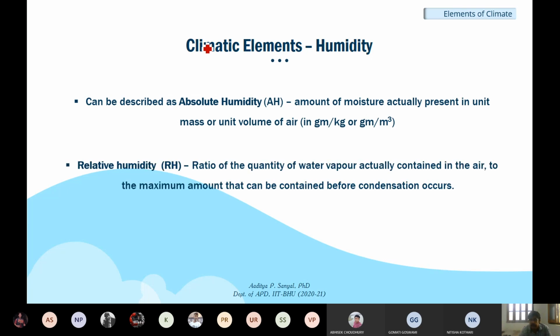You hear the relative humidity. The ratio of quantity of water vapor actually contained in the air to the maximum amount that can be contained before condensation occurs. That is the relative humidity which you hear. You don't hear how much vapor or moisture is there in a unit kg of air, but rather how much it can hold and how much is actually there. So relative humidity is the absolute humidity divided by the saturated humidity, times 100%. That is what you hear in your news. For our work, mostly we will be focusing on the relative humidity.